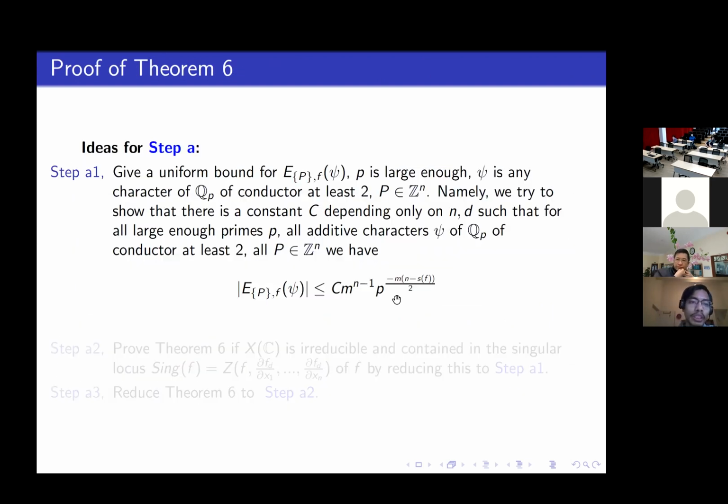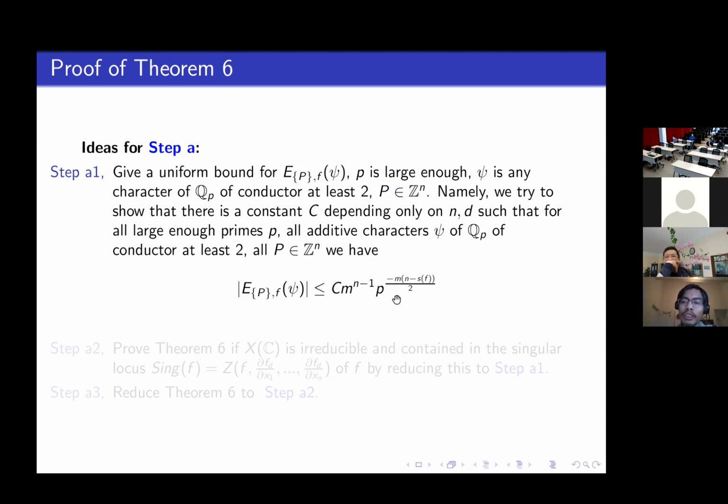And to deal with step A, I also need to divide this into some small steps. The first step I denote by step A1. I will try to give a uniform bound for the exponential sum associated with P in O_m, where P is large enough, and psi is any additive character of Q_p of conductor one.